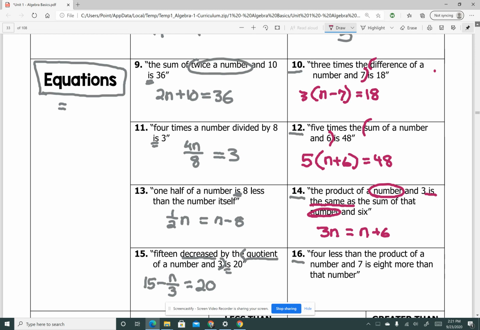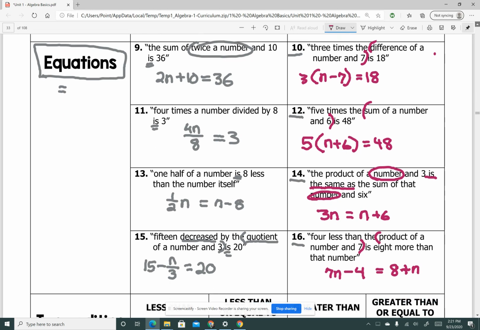4 less than the product of a number and 7 is 8 more than that number. So let's see, is 8 plus the number. So 4 less than the product of the number and 7. So 7n goes together. That's one term. Minus 4 equals 8 plus n. How did you do?